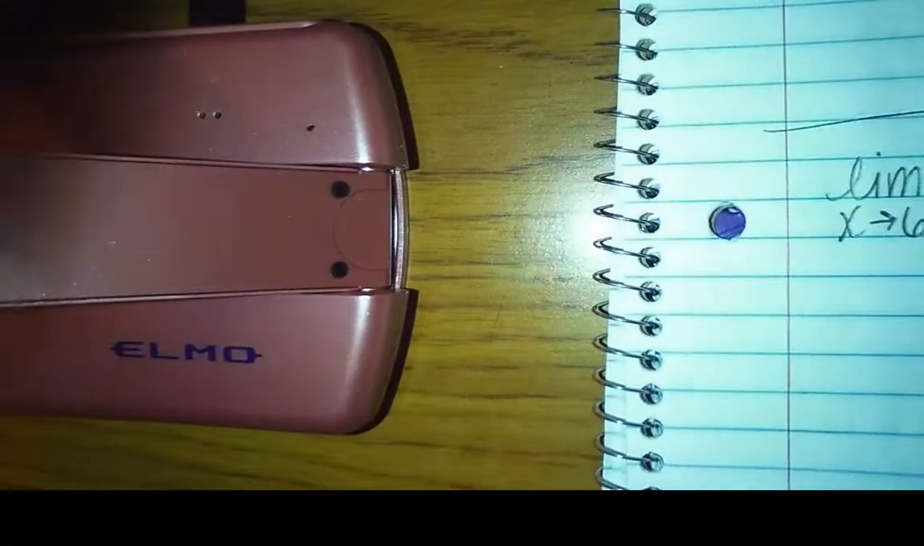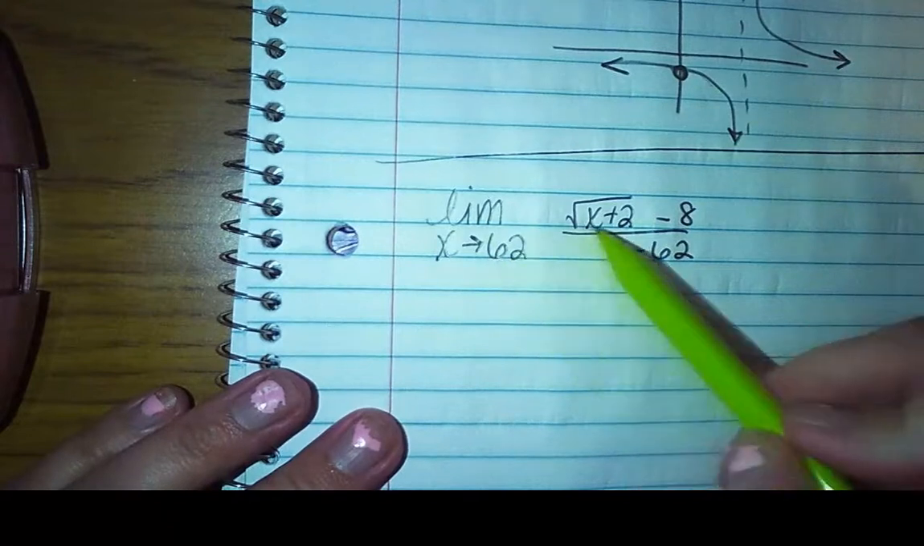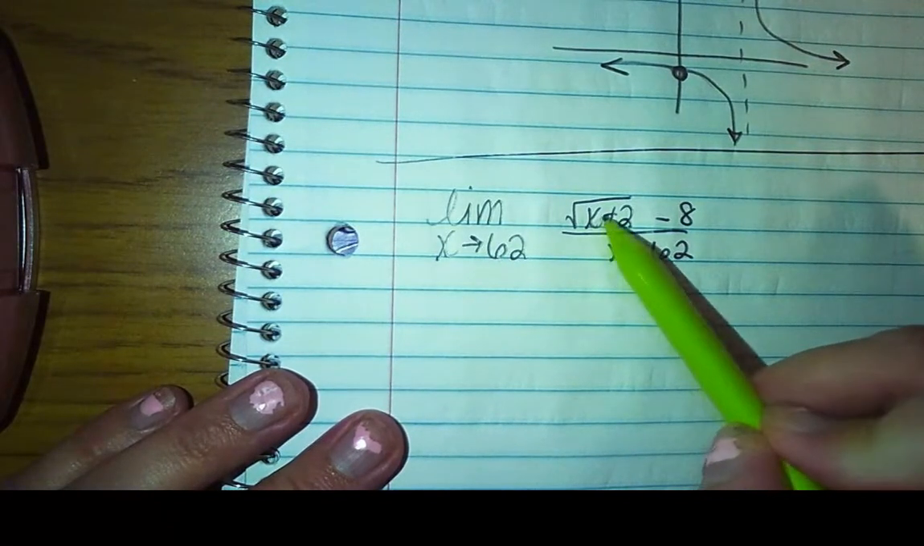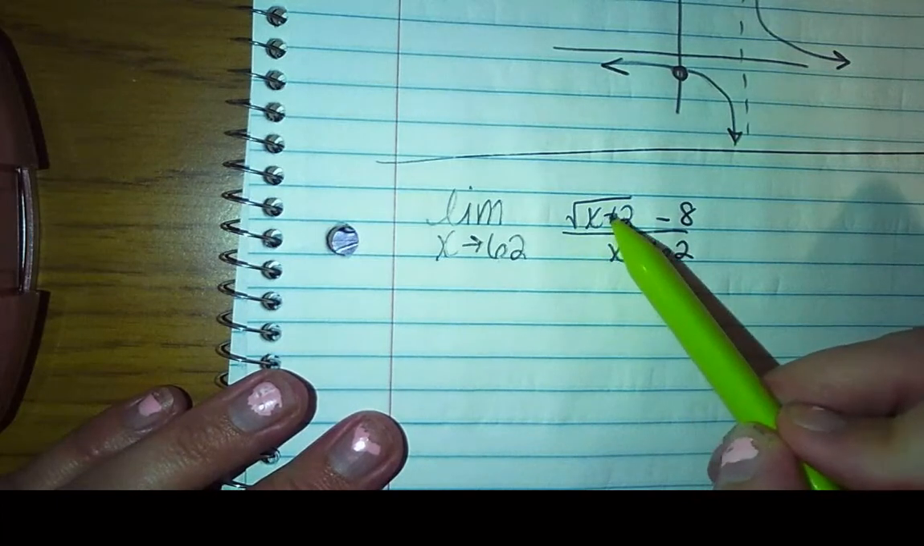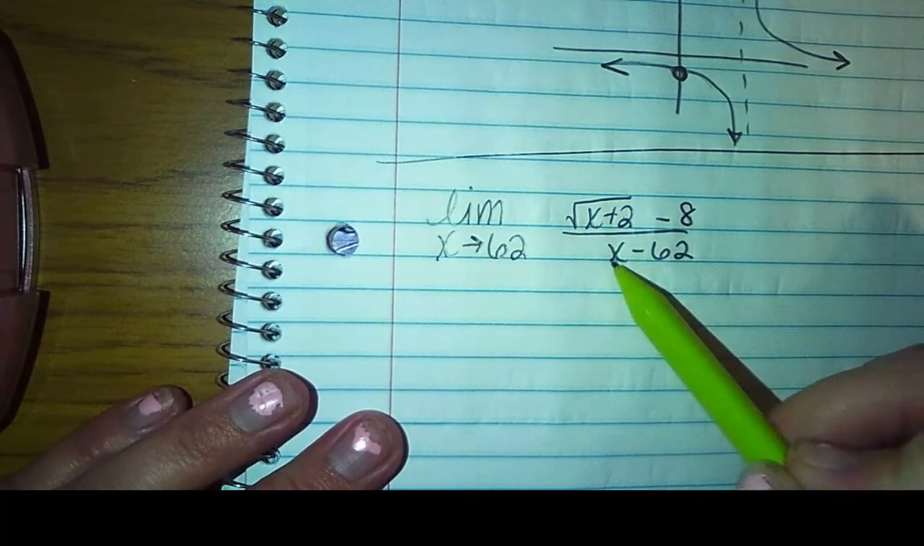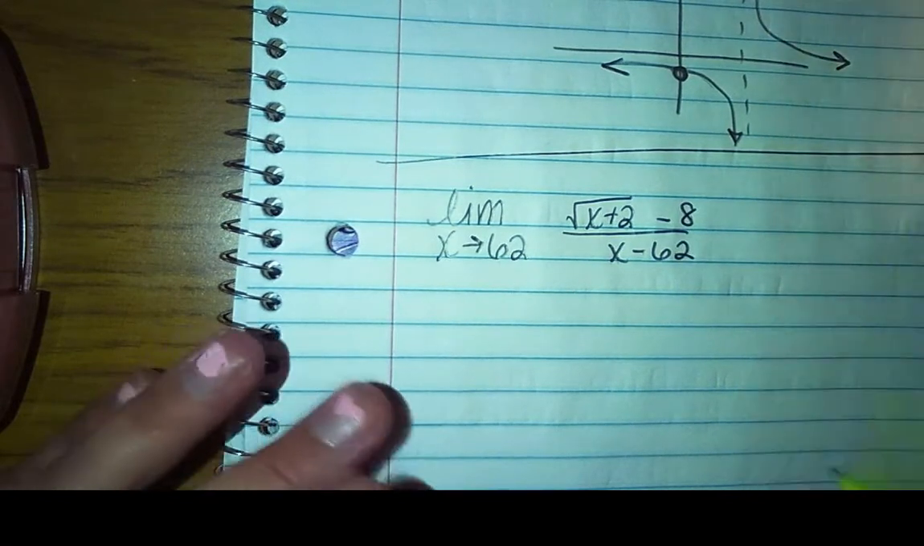Now, hang on, let's try and organize. All right. So this is what I'm starting with. Direct substitution, if I shove in a 62, 62 plus 2 is 64, and its square root is 8. So 8 minus 8 is 0. 62 minus 62 is 0. So I have 0 over 0.